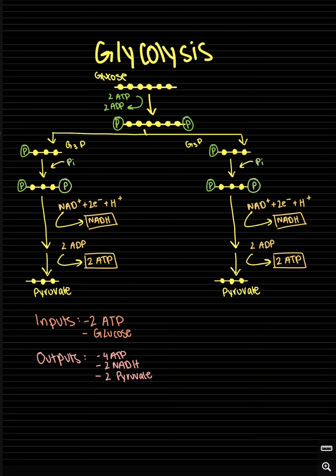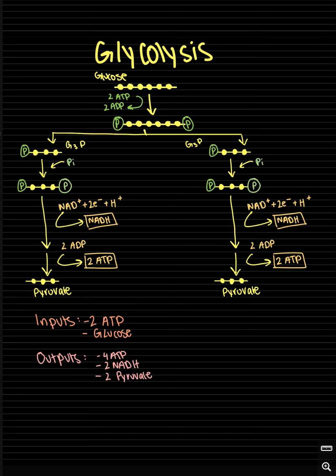Glycolysis, say it with me, is an anaerobic pathway, or an anaerobic type of work, right? Which means it does not require the presence of oxygen. It's anaerobic. Okay? Let's see how glucose is broken down.